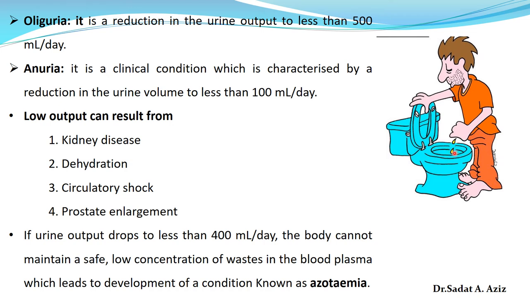Okay, so low urine output might be related to some defects or some physiological factor. The first one is the renal disease. So some types of the renal disease might reduce the urine output to less than 500 or 100 ml at the same amount per day. The second factor, which is a physiological factor, is related to the dehydration.